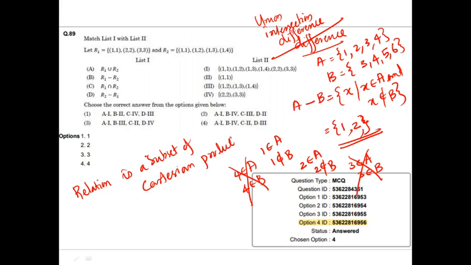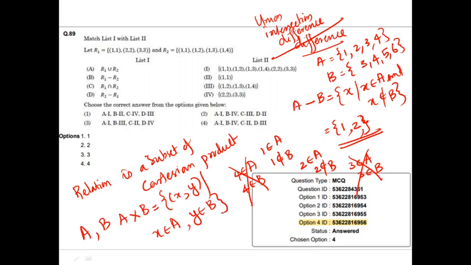Cartesian product. For the time being, I am simply saying what we mean by Cartesian product. If A and B are two sets, we can find the Cartesian product as A cross B. A cross B will be an ordered pair (a, b) such that the first element belongs to A and the second element belongs to B.